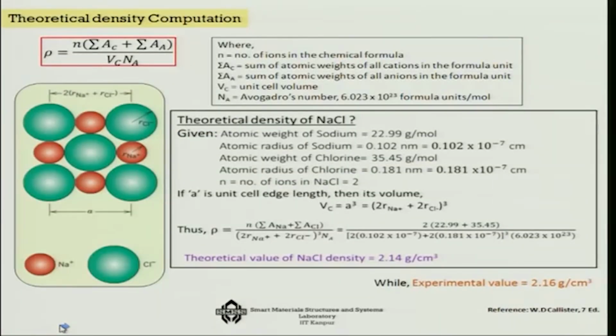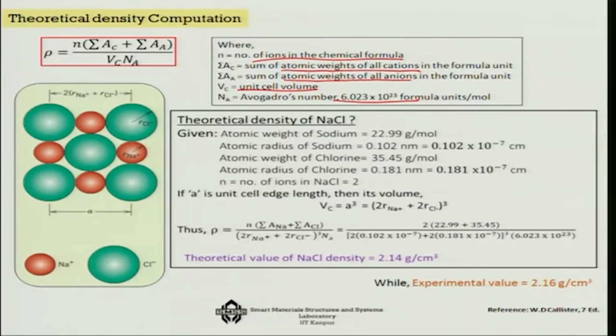Now, how do I use this to compute theoretically the density of a ceramic compound? The information that we will require is, first of all, the number of ions in the chemical formula. I will explain soon with the help of an example. Then the sum of the atomic weights of all cations, the sum of the atomic weights of all anions, the unit cell volume, and Avogadro's number.